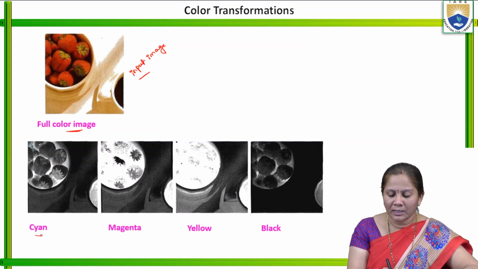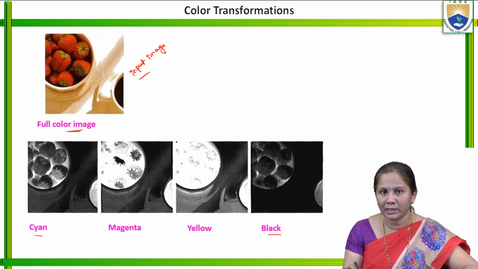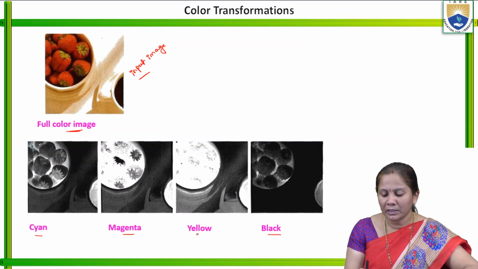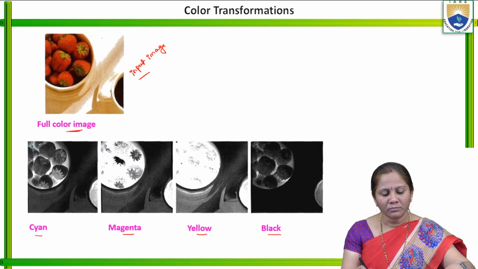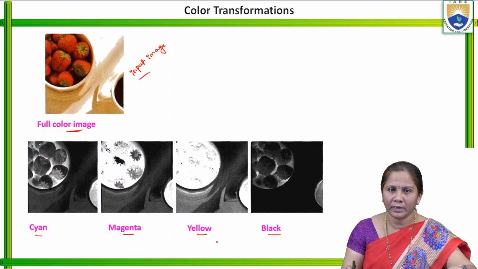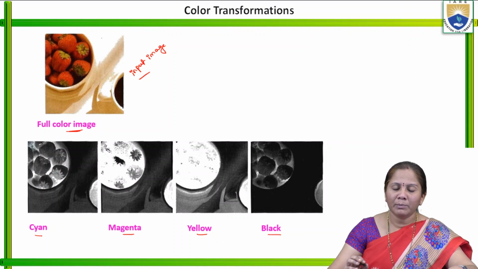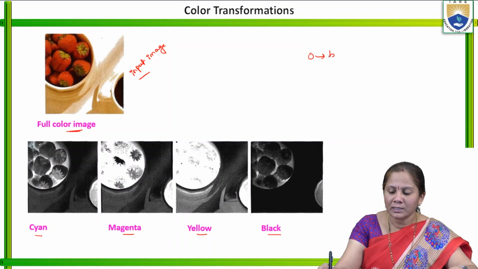So if we observe this cyan and black, some type of strawberries are visible at least. But if you see this magenta and yellow, it is completely very bright, and it is not possible to observe the objects, that is the strawberries present in that bowl. So from this information, what we can say, as it is converted into CMYK color model, the entire color image is converted into somewhat black and white. Okay, so we know 0 represents black and 1 represents white.